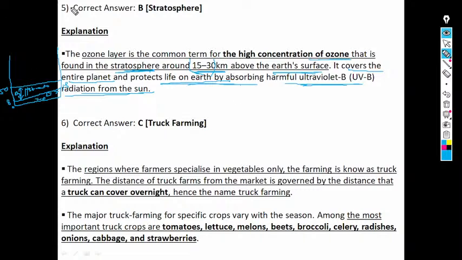Now see truck farming, which is what West Bengal has, basically. The regions where the farmers specialize in vegetables only, that farming is known as truck farming. The distance of truck farms from the market is governed by the distance that a truck can cover overnight, hence the name truck farming.